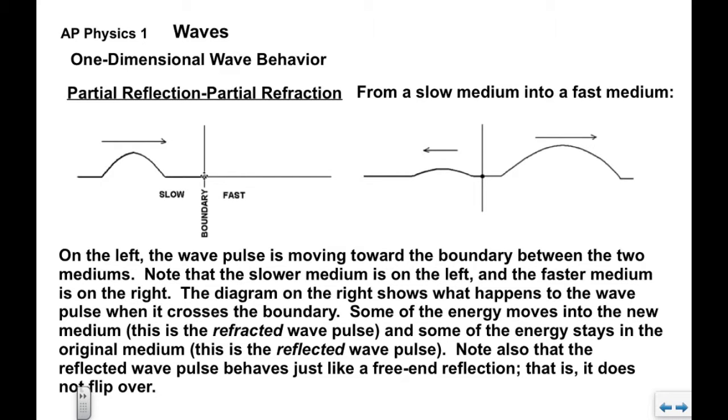And what we see is that some of the energy gets reflected. Here's the reflected wave pulse. And some of the energy gets refracted. Here's the refracted wave pulse. The energy that is reflected behaves like a free end reflection, so it doesn't flip over. So the crest reflects as a crest. And then here's the refracted wave pulse with a bigger amplitude, longer wavelength. Notice that the amplitude of the reflected pulse has decreased because the energy gets split up. So some of the energy goes this way, some of the energy goes this way.